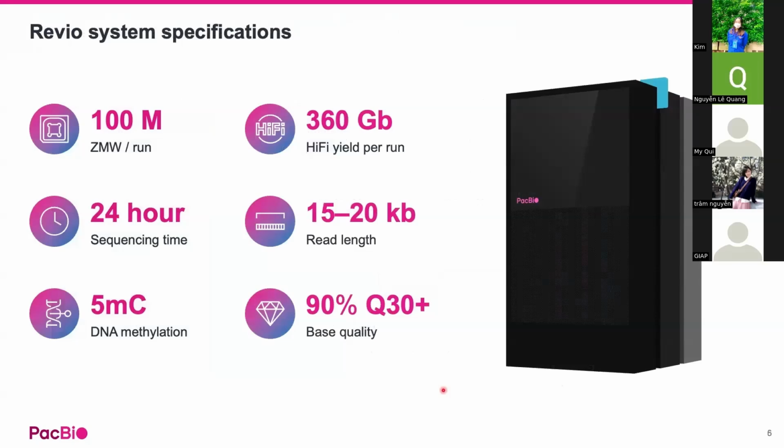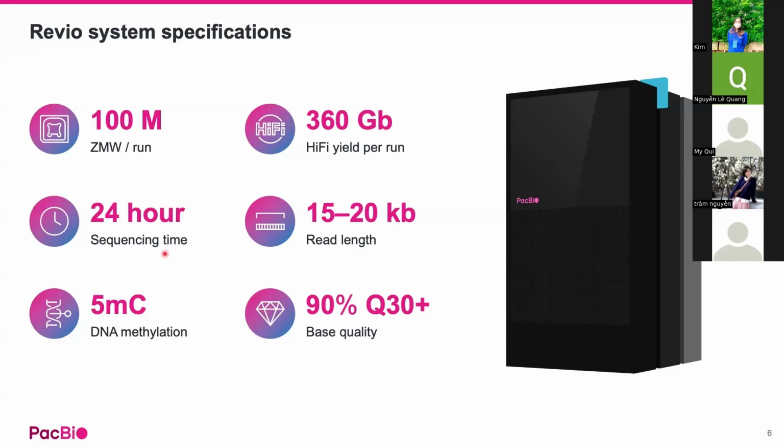Just to go back to this platform itself again, this is our latest sequencer, which is called the Revio. For the Revio, we can generate up to 360 gigabases of HiFi yield per run, which is 4 human genomes. We have 4 different stages, and each stage can generate up to 90 gigs of data, which is a 30x human whole genome. And each sequencing run takes up to 24 hours.